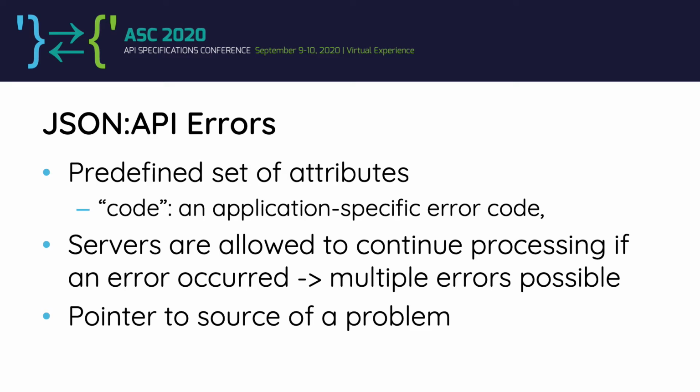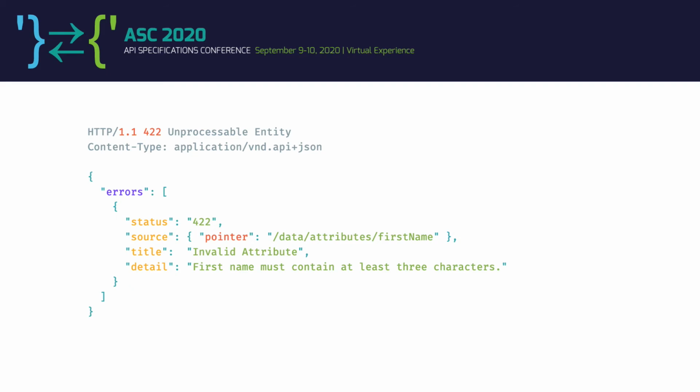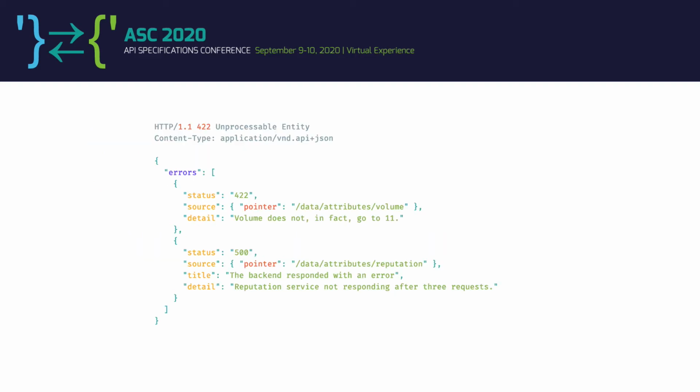Well, one has to stop processing after one error when using the other approach I just showed you. JSON API servers are allowed to continue processing even when an error occurred. This way you can return more than just one error information. And what you can see from this example, they're using JSON pointers to be able to point to a specific entry in a request that was faulty. So this is very good for pinpointing the actual problem where it occurred.